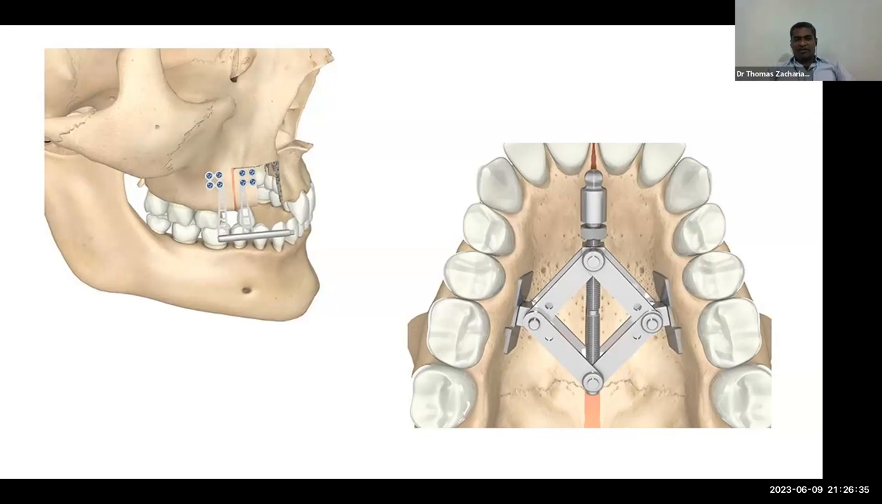The same thing can be done using a Hyrax appliance, a tooth-bone appliance, where the osteotomy is the same. Only thing, the distractor appliance is anchored to the tooth. That would be tooth-bone. And if you rotate this Hyrax appliance 90 degrees, you can actually do anterior maxillary distraction, where you do a segmental osteotomy and distract the anterior maxilla. Unfortunately, I don't have a picture of that.